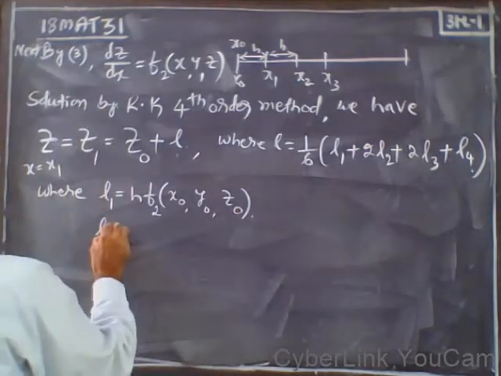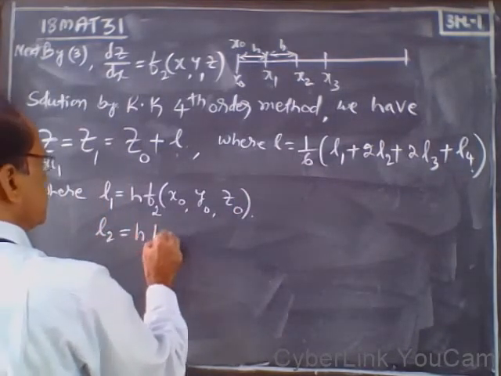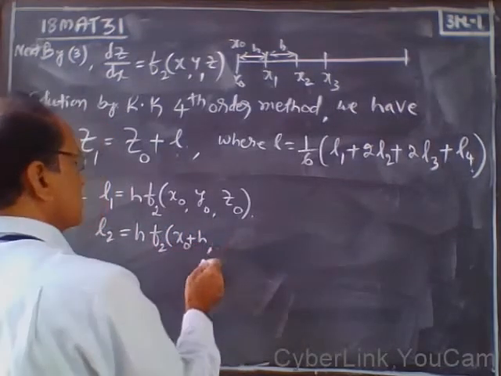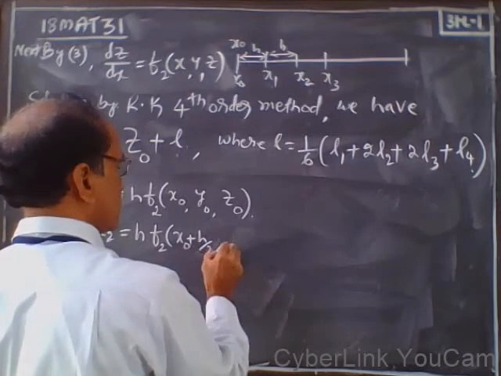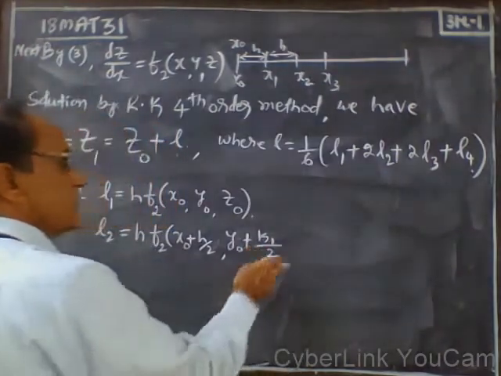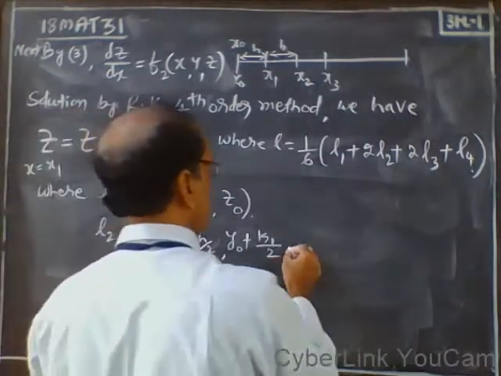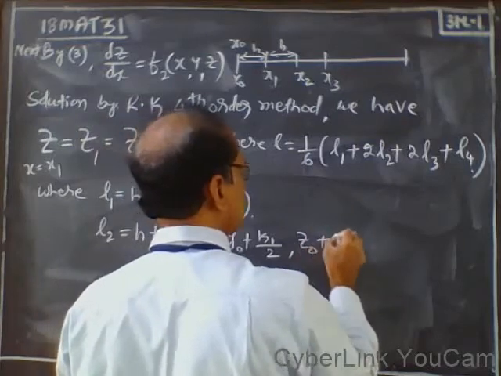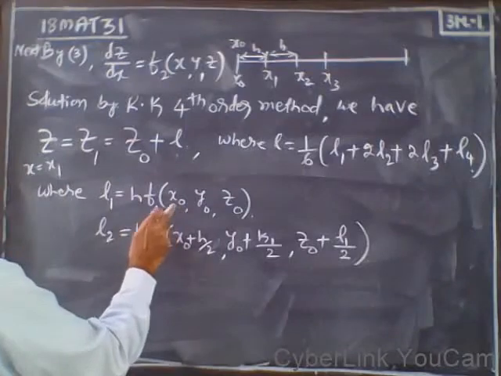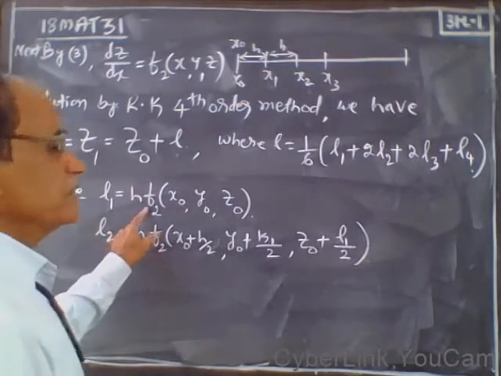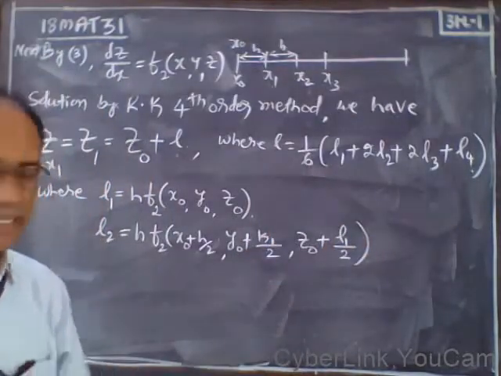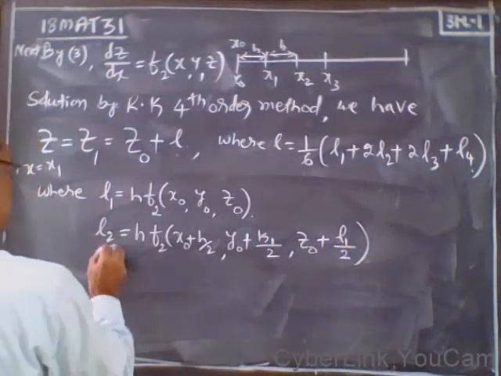Next is l2, that is h into f2 of x0 plus h by 2 comma y0 plus k1 by 2, where k1 is already calculated in the previous set, and z0 plus l1 by 2. This l1 is to be collected from this equation. The functions f1 and f2 are two different equations. Next, l3.